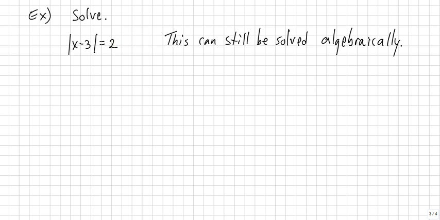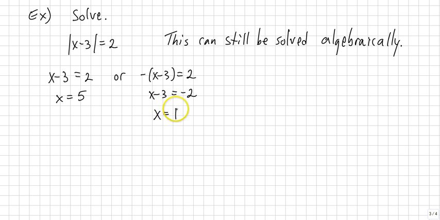In the previous section, we learned how to solve this algebraically. So let's show ourselves that we would have got the same answer using what we learned in the previous section. The absolute value of x minus 3 is either x minus 3 or the opposite of x minus 3. So we add 3 to the other side and get 5. Divide both sides by negative 1. And then add 3 to the other side to get positive 1. So we get 1 or 5.